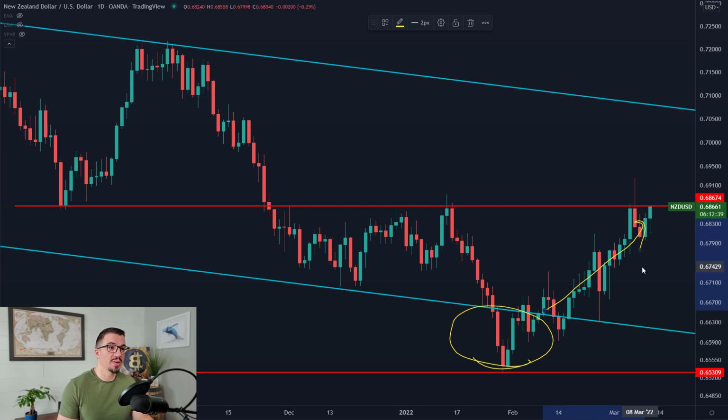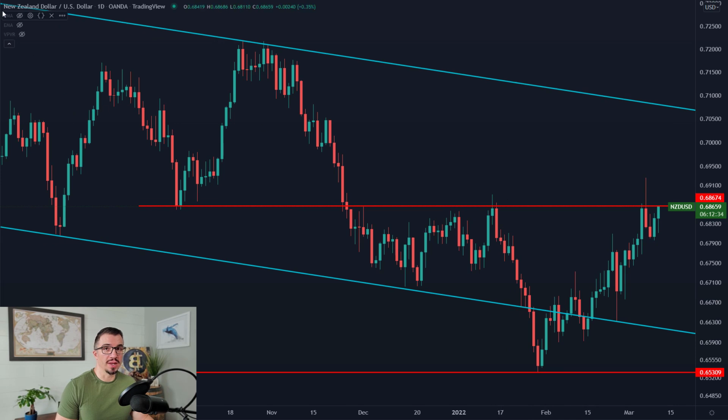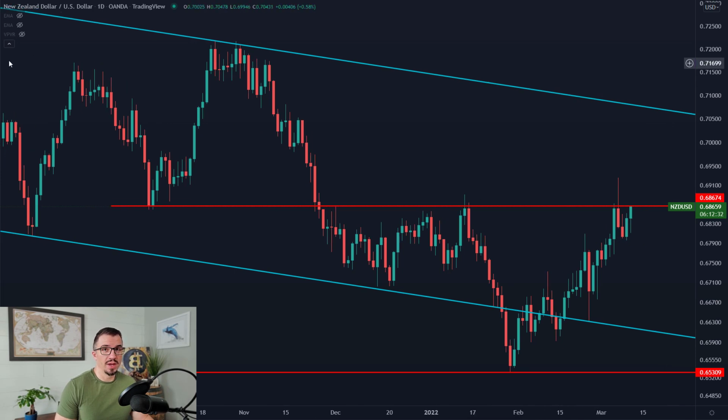Now, you can see where 68.70 is going to be the level to break to see the New Zealand dollar head higher. You can see that back here, it was support. The market then broke below it back here. It then flipped to resistance, and it has been resistance ever since November of last year.